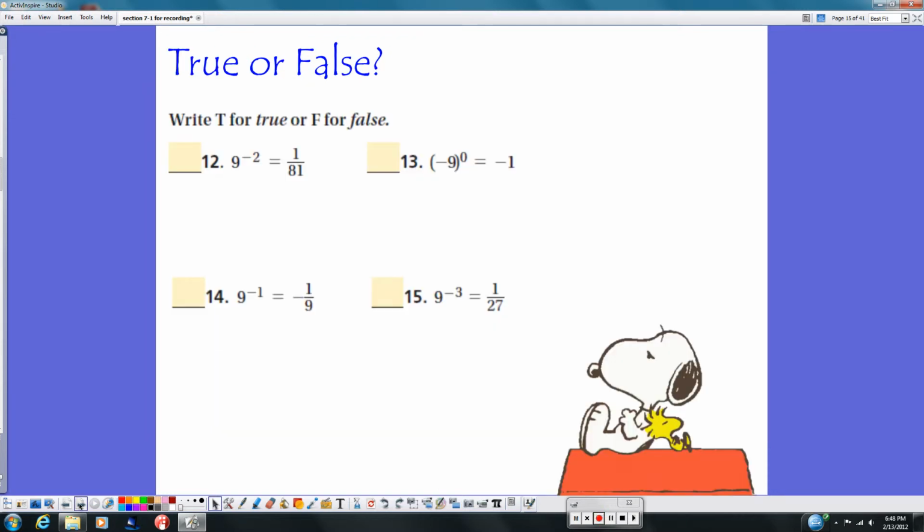True or false? Look at each of these and decide whether you think it's true or false. Let's see how you did. 9 to the negative second is 1 over 81. That is true. 9 to the negative 1 is negative 1/9. That is false. Negative 9 to the 0 equals negative 1. That is false. Anything to the 0 power, remember, is positive 1. And 9 to the negative third is 1 over 27. That is true.